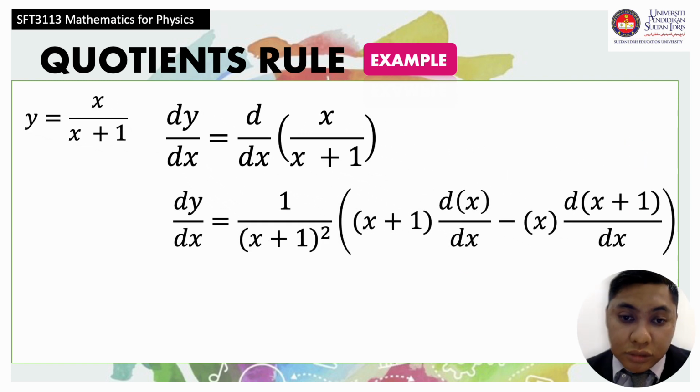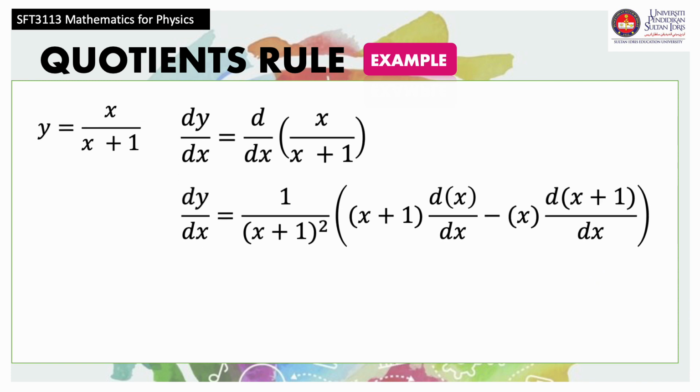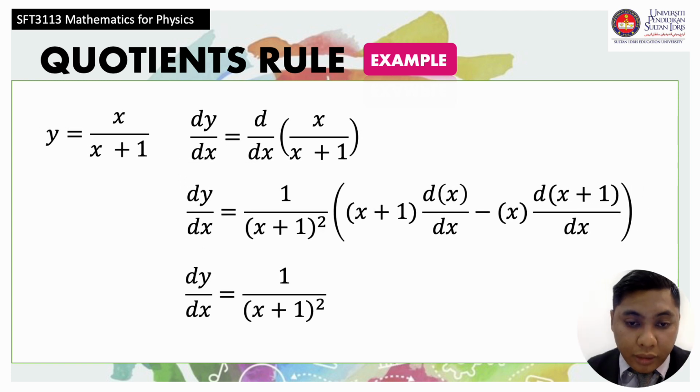According to the quotient rule, it is 1 over v squared, so 1 over v squared, where v is x plus 1. Let's start with 1 over (x plus 1) squared, times (x plus 1) dx minus x, where x is u here, and d(x plus 1) over dx. Let's see what we get. The first part here is the same, so we are not going to touch anything.